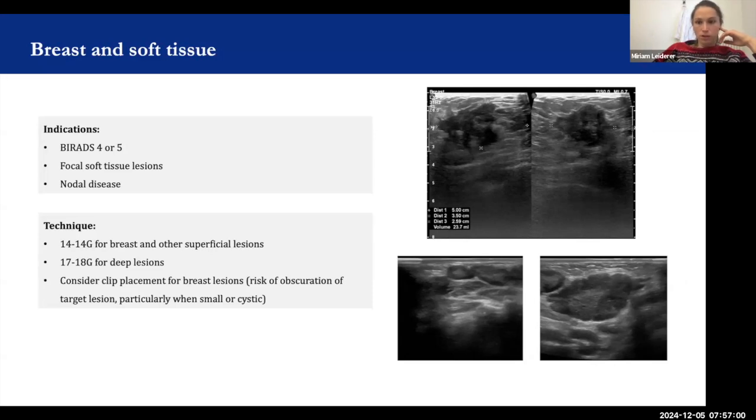For breast lesions, especially if they're small or if they're partially cystic, consider placing a clip because the lesion might just vanish in the hematoma that you create with the biopsy, and then you're in trouble if it's malignant.